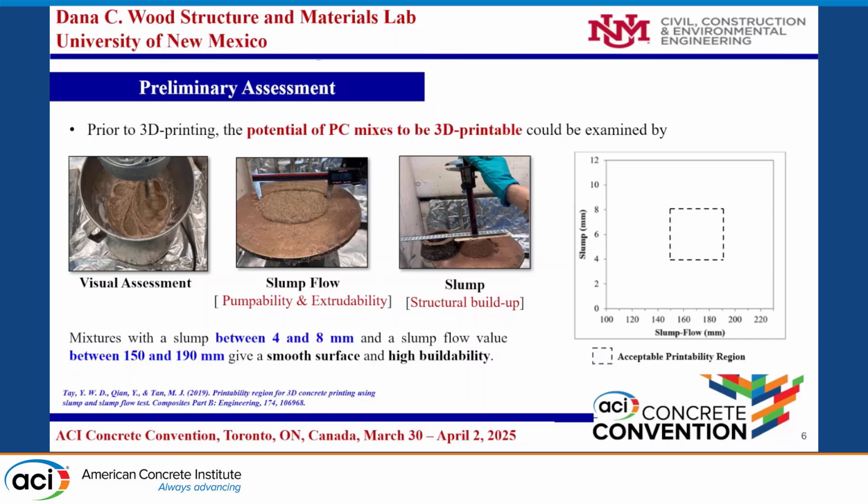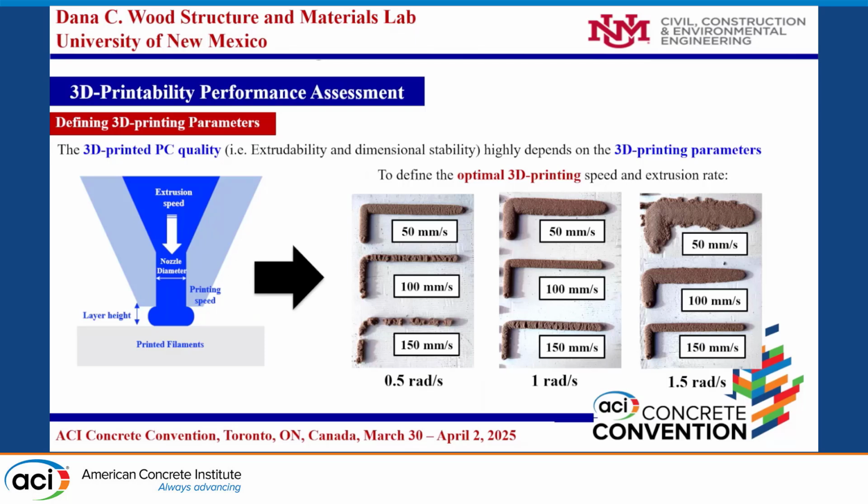So after we have a number of mixes, we do the preliminary assessment of those mixes, and this is by visual assessment from prior experience in 3D printing. And then we do the slump flow and the slump. We agreed, based on other work done by others, that mixtures with a slump between 4 and 8 millimeters and a slump flow between 150 and 190 millimeters could give a high surface finish and high buildability.